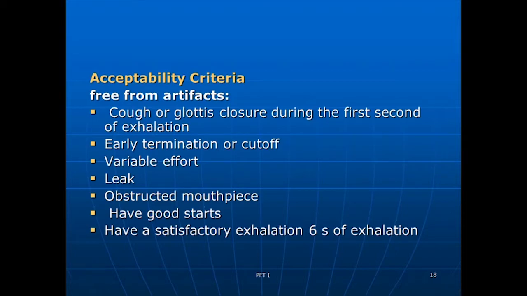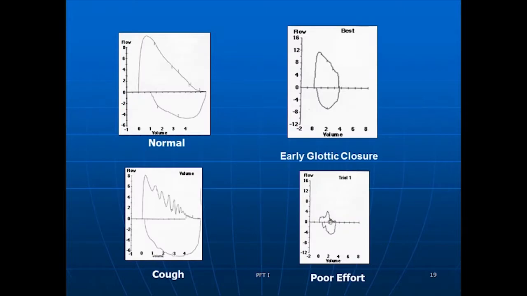You can't have a leak around the mouthpiece. There can't be any obstruction in the mouthpiece, such as excessive mucus, or patients sometimes pushing their tongue against the mouthpiece. You have to have good starts, so you have to have the patient breathe in as deep as possible and exhale as deep as possible. Good starts means taking that big deep breath and then having that satisfactory exhalation for about 6 seconds.